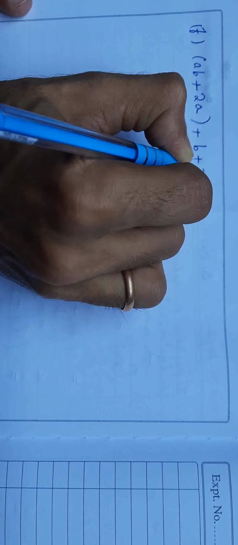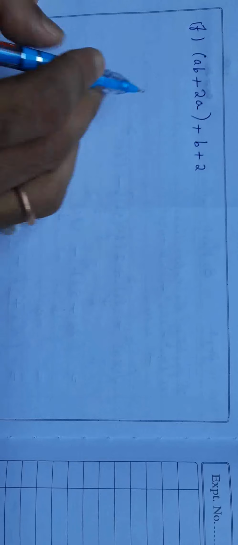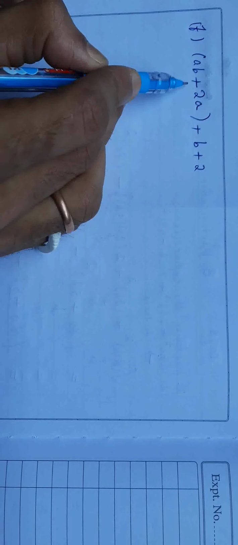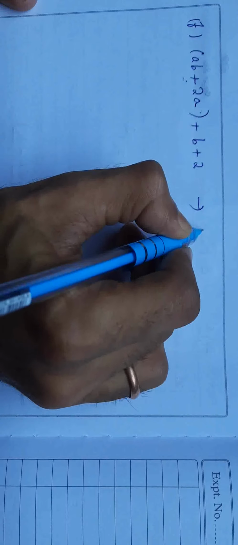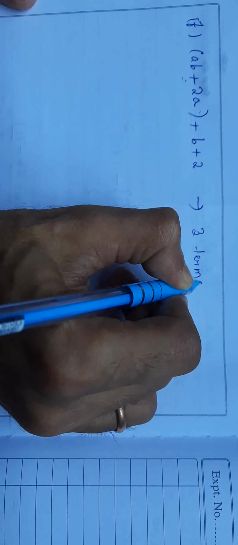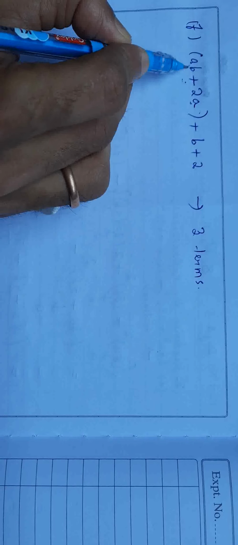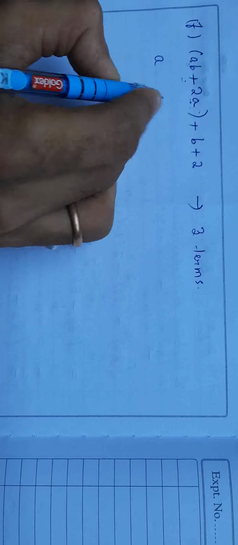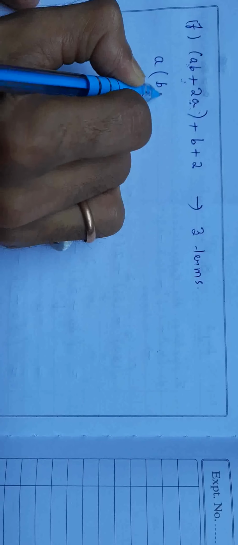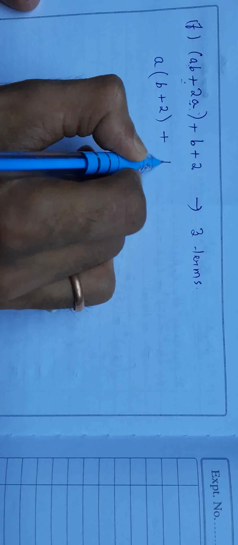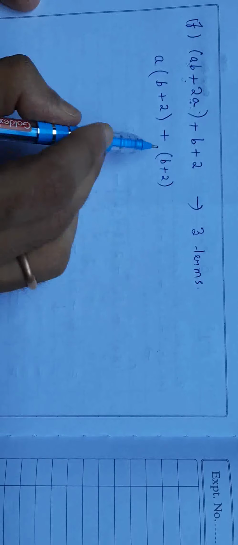Next question is ab plus 2a plus b plus 2. Here you will find the number of terms are 1, 2 and 3. Within a bracket we consider this as one term. So here the number of terms are 3. Now from the first term, a can be taken as common. So if you take a common, we are left with b plus 2 and then plus b plus 2, which can be put inside a bracket as well.